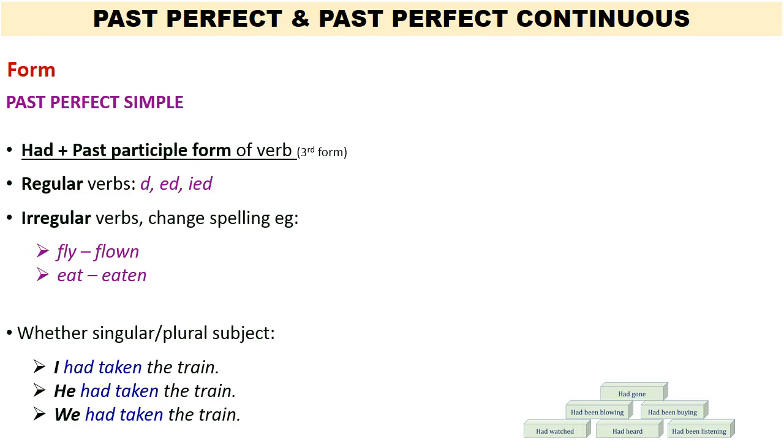Now with the past perfect simple tense, whether the subject is singular or plural, we still need to use had as the first verb. For example, I had taken the train. He had taken the train. We had taken the train. It's the same verb for all.